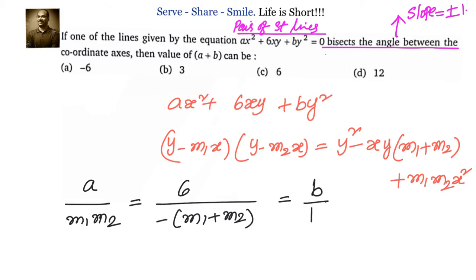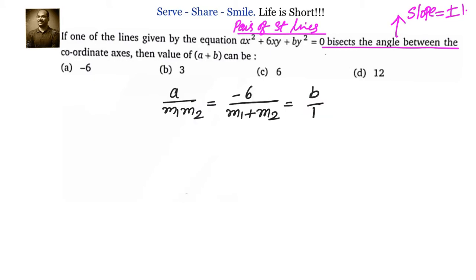Now we know one of the slope is plus or minus 1. That means m1 value can be considered as 1 one time, another time it will be considered as minus 1. So we have two scenarios. So let's try to solve these two scenarios. One time we will take m1 equals to 1. Another time m1 equals to minus 1.